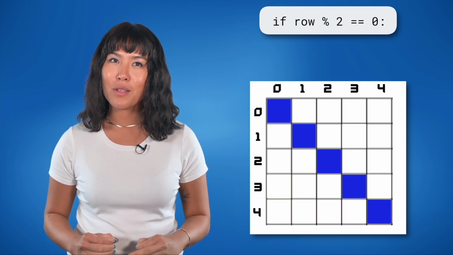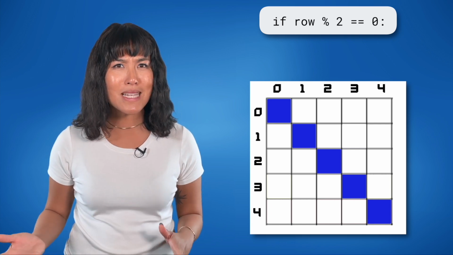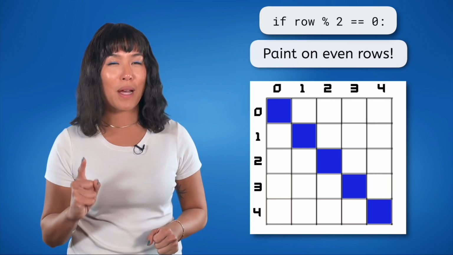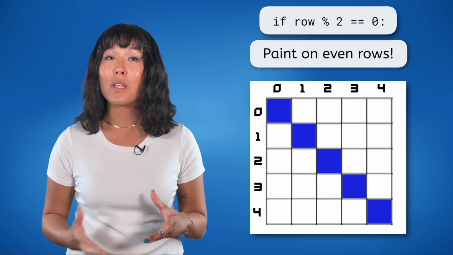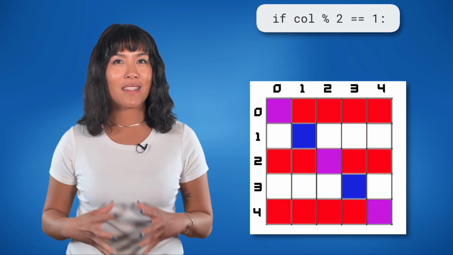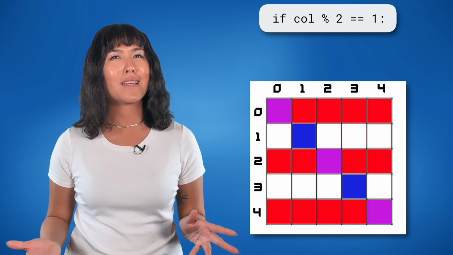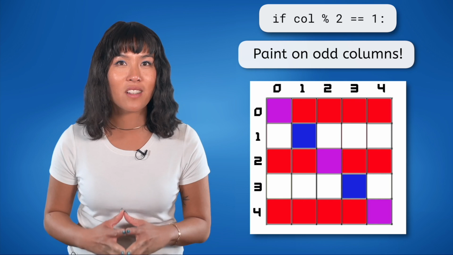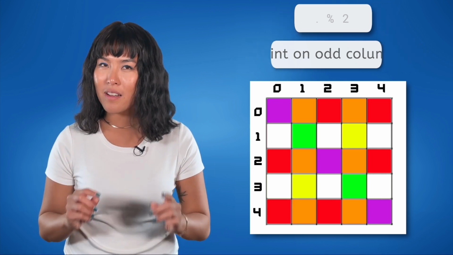Our next if statement paints red when the row modulo 2 equals 0. Remember that modulo gives you the remainder after division. What does this statement mean? Right, when the row divided by 2 gives you a 0 remainder, we paint red. This means we paint on even rows. Our last if statement paints yellow when the column modulo 2 equals 1. What do you think that means? This time we're painting yellow on odd columns. Here's our final image.